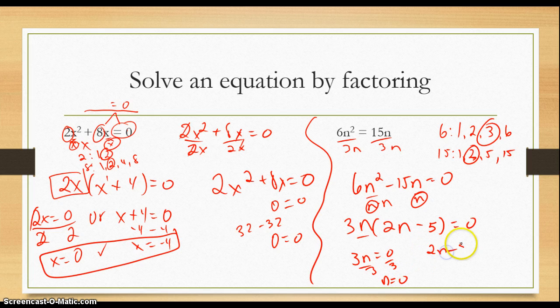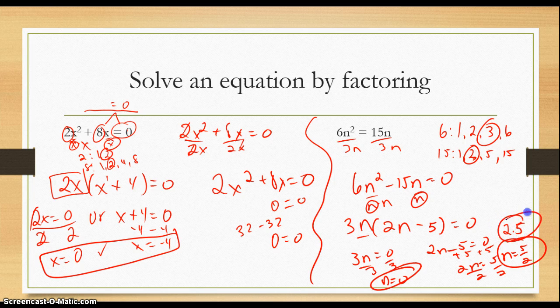So 2n minus 5 equals 0. Add 5. 2n equals 5. Divide by 2. N equals 5 over 2. So n could equal 0, or n could equal 5 over 2, or 5.5, however you'd like to label that.